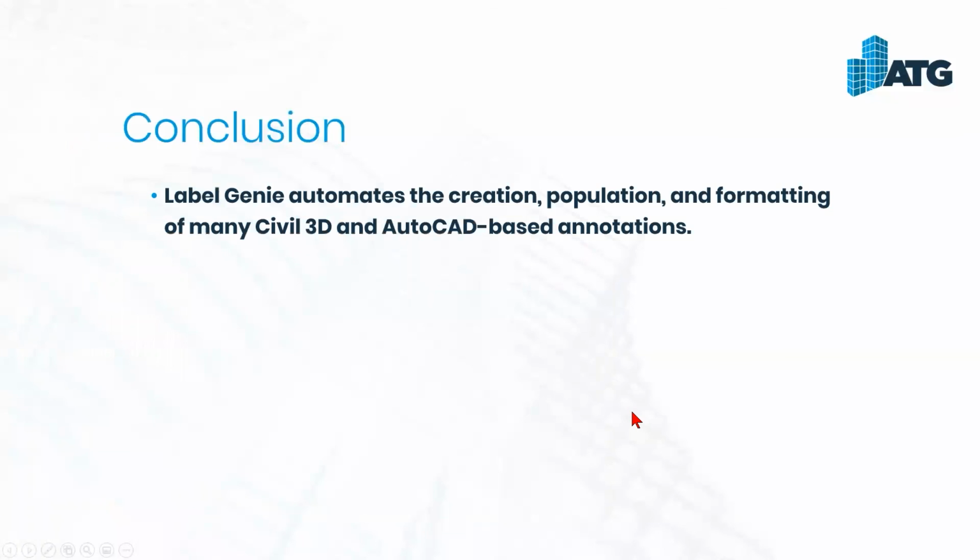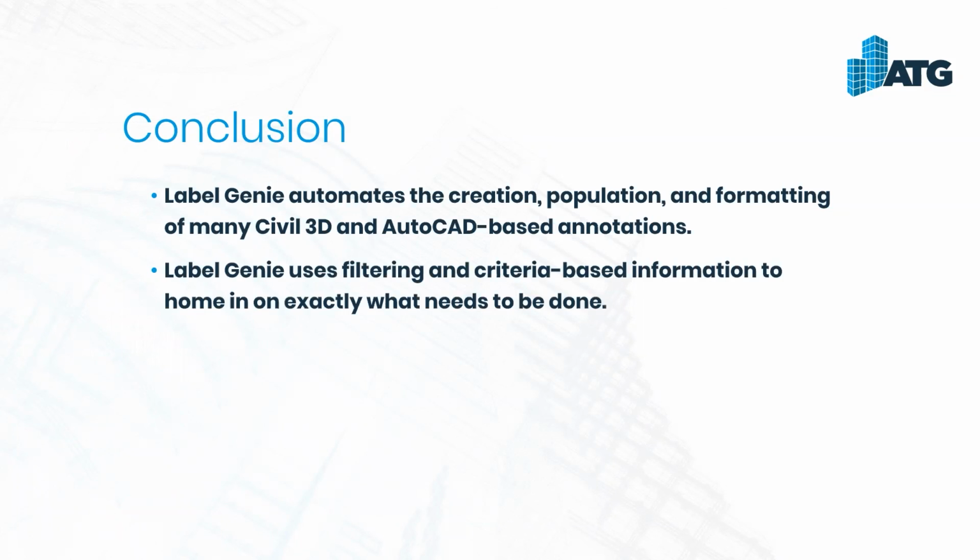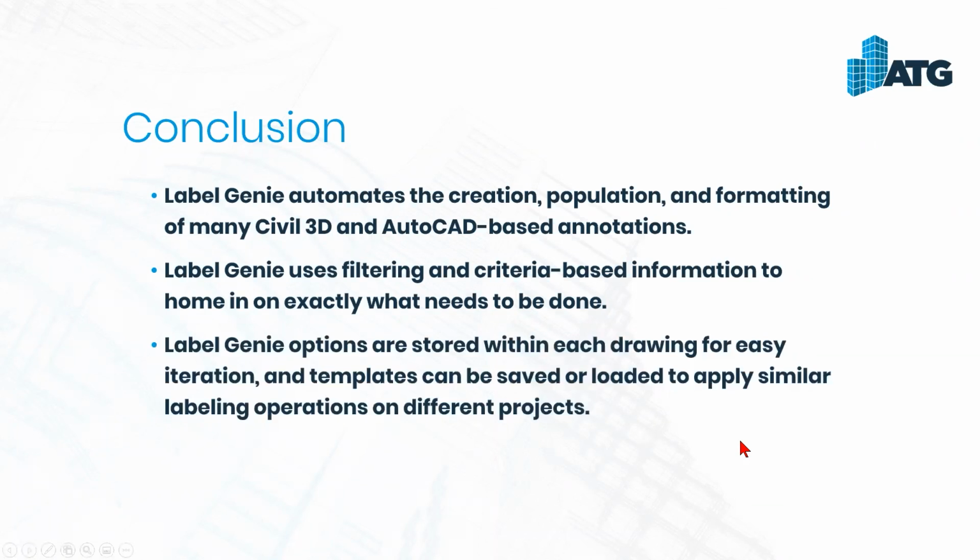So in conclusion, Label Genie is a tool that automates the creation, the population, and the formatting of many of our Civil 3D and AutoCAD-based annotations. Label Genie uses filtering and criteria-based information to hone in on exactly what needs to be done. This is going to encourage your users to follow your CAD standards. It's going to encourage your management to develop those CAD standards. And it's going to get us from that 0% mark to that 80% mark that much faster. Just make a handful of tweaks instead of doing thousands of clicks to get that project annotated.